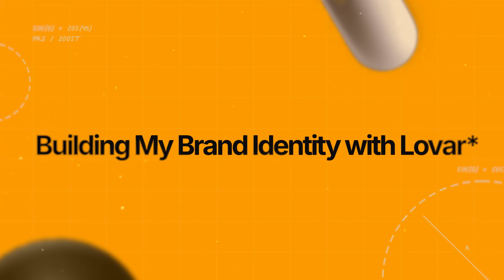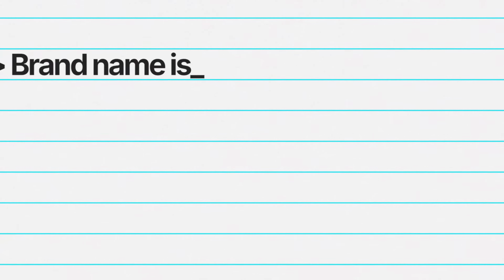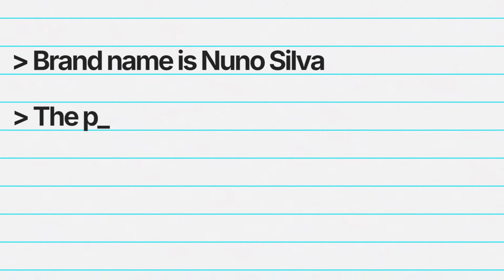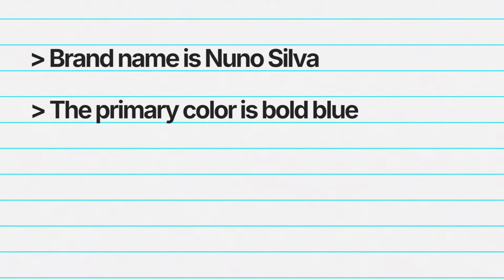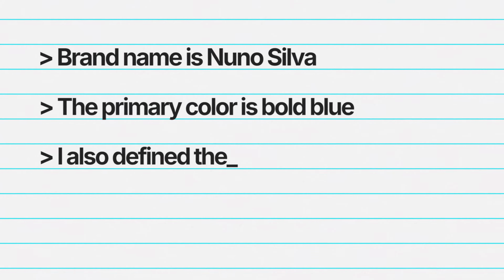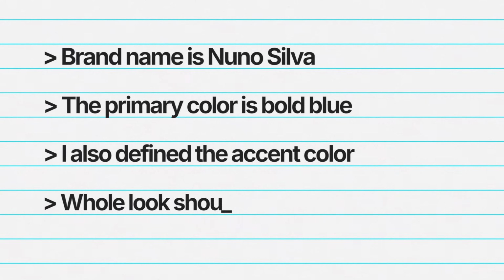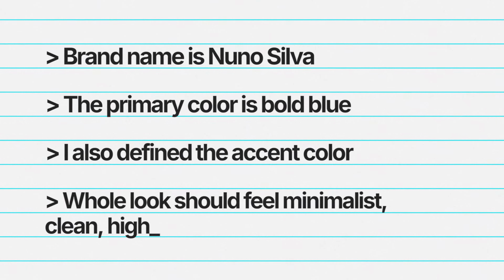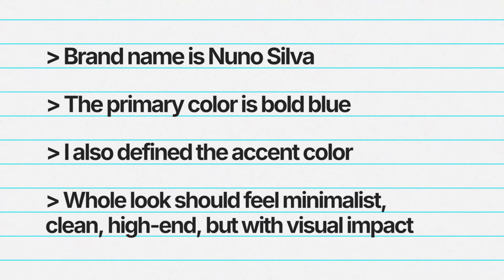I wanted to explore a full brand identity for myself under the name Nuno Silva. I've been thinking about refreshing a few things, so I gave Lovart a pretty detailed prompt. As you can see here, I included a clear set of specs. The brand name is Nuno Silva. The primary color should be a bold blue. I also defined the accent color. And I asked for the whole look to feel minimalist, clean, high-end, but with visual impact.